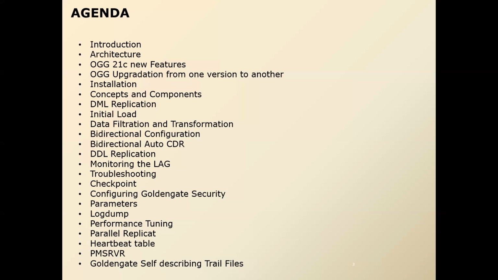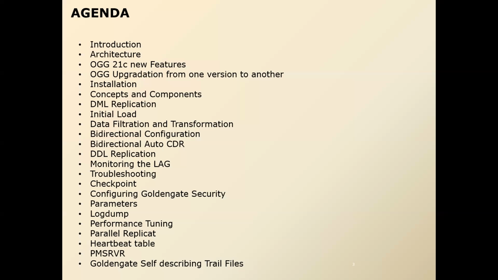We introduce all the new and latest features which have been introduced in Golden Gate, like performance metrics server, bidirectional auto CDR, Golden Gate automatic heartbeat table, all the new features and the common practices, best practices. During the training, I discuss how to implement best practices in an Oracle Golden Gate environment. For example, if you are working in an Oracle Golden Gate environment, what are the best practices you should be following? We discuss that during the training.